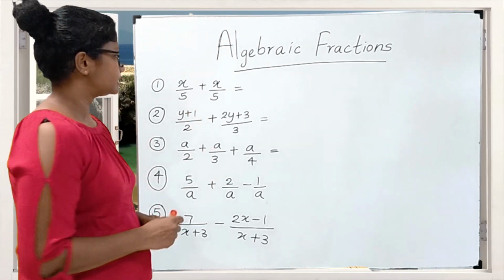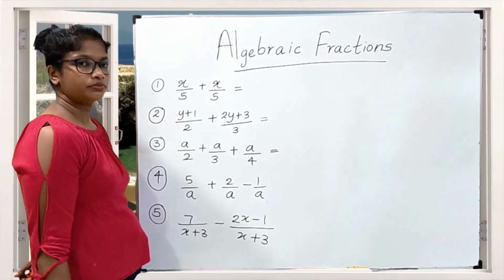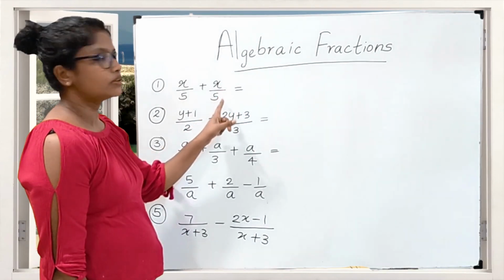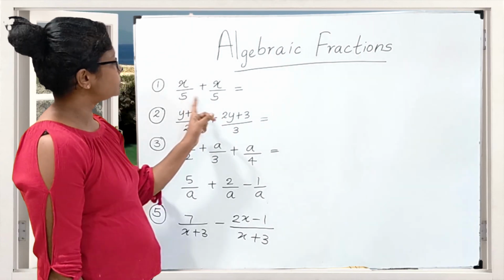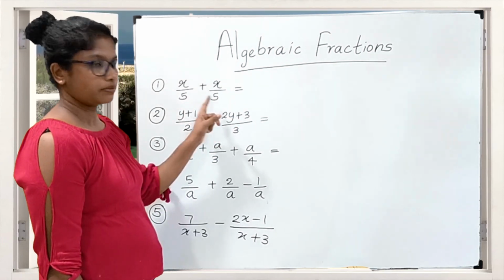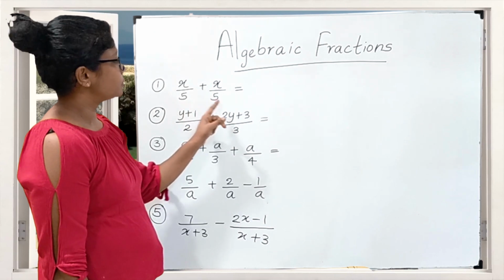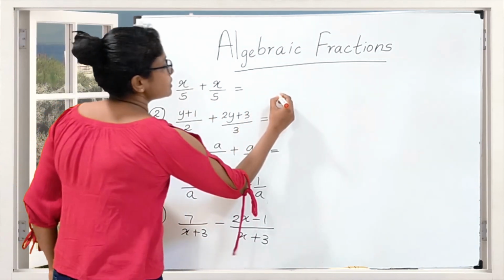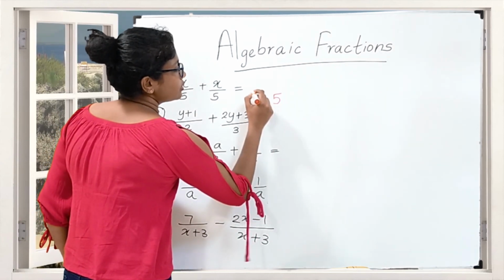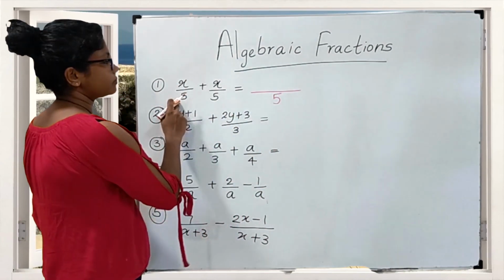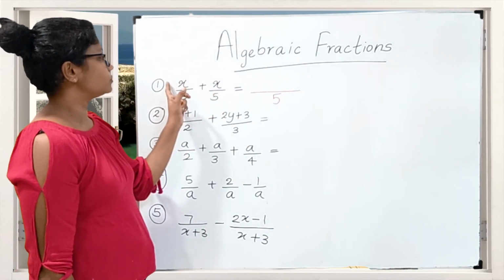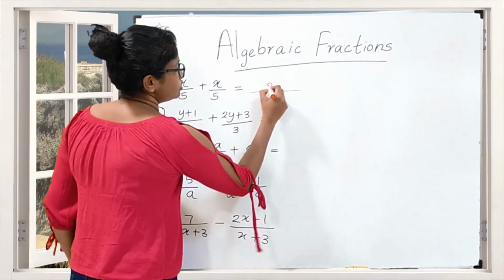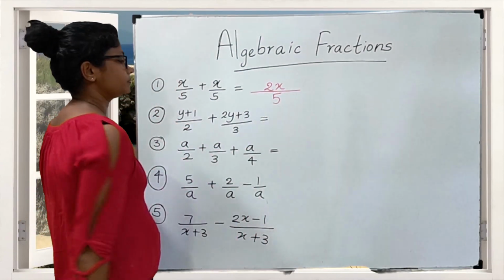Let's see some examples. First one: x over 5 plus x over 5. What about the denominator here? It's 5, so you can add them. Then what's the common denominator here? 5, because it has the same value. You can just add these two. What is x plus x? Let's give the value 2x.